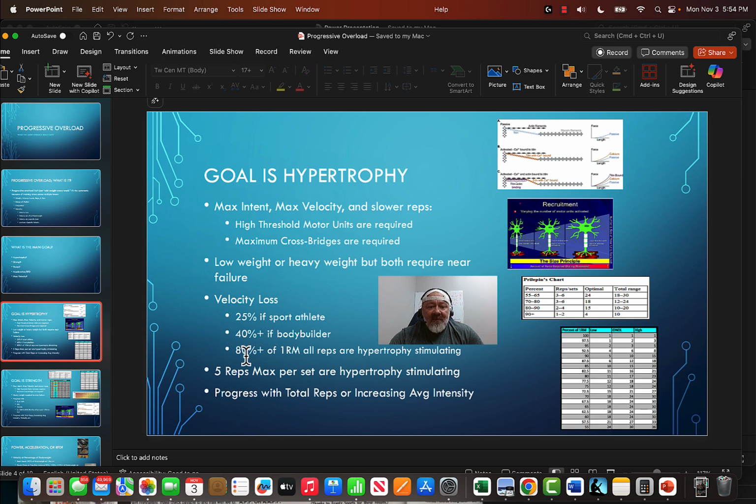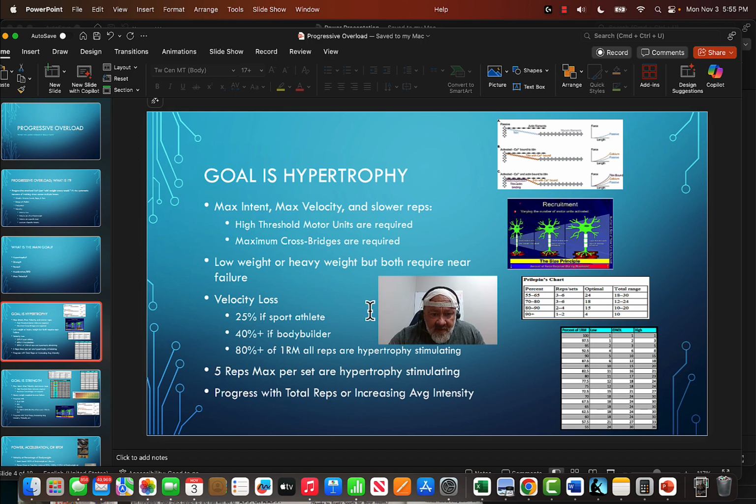And so 80% plus of 1RM, all those reps are going to produce hypertrophy. So you've got to think about hypertrophy stimulating reps, which, at 80%, if you're talking about a squat, is around 0.5 meters per second. So anything at 0.5 meters per second and down, all those reps are going to be hypertrophy stimulating. And most of the studies are going to say around a maximum of 5 total reps per set is all you can really count. So if you're doing 8 reps, only those last 5 are going to count. But if you're doing 8 reps at 60%, you're lucky if the last 1 or 2 counts because it's too fast and too easy. It's not going to get that maximum intent.